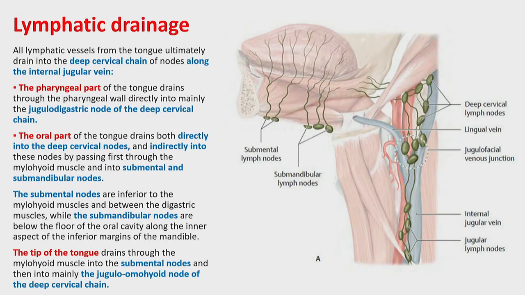Very extremely important. Lymphatic drainage also of the tongue is very, very important because the tongue is one of the organs that has very rich lymphatic drainage, and this is of clinical importance when the patient has cancer of the tongue. Recently the number of cancers of the tongue is increasing, and also infection of the tongue. Yes. So the different parts of the tongue have different lymphatic drainage.